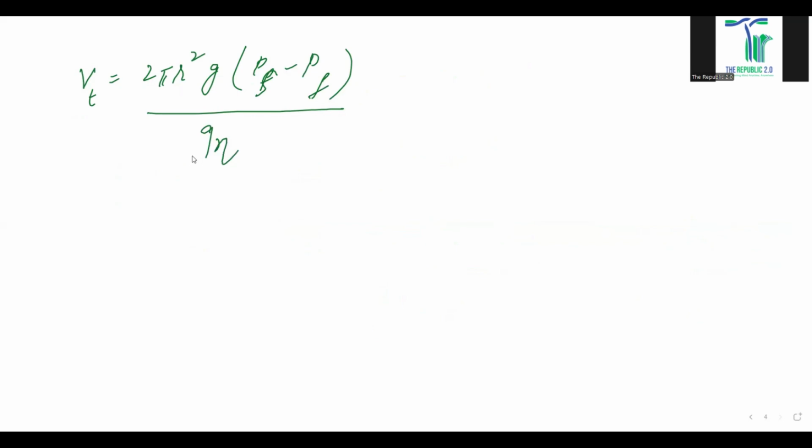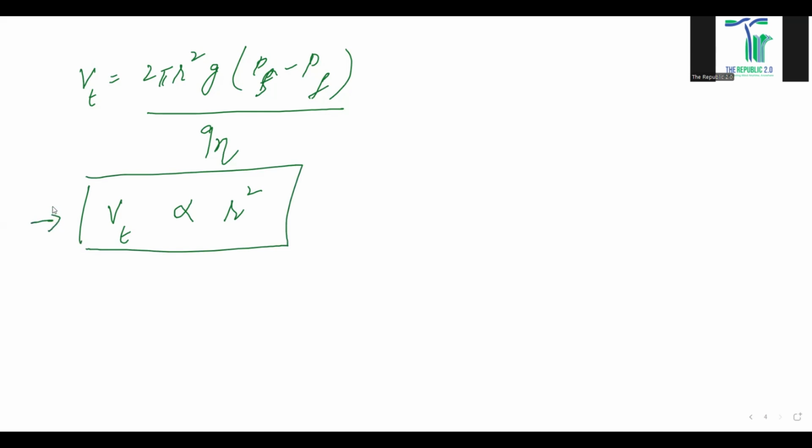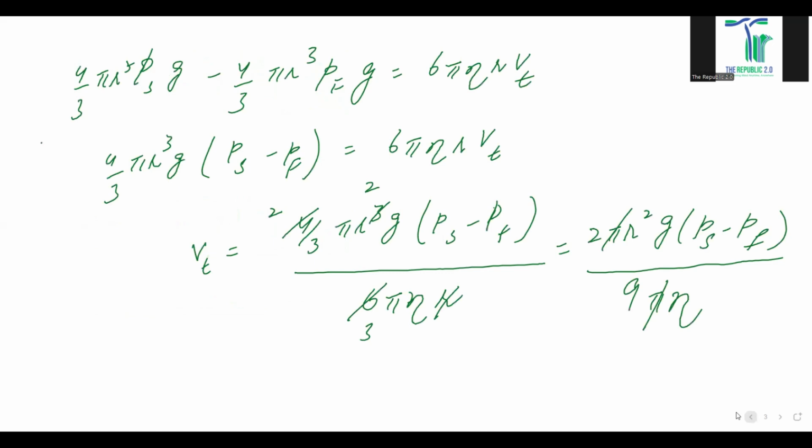So what does this expression tell us? That the terminal velocity is directly proportional to the square of the radius of an object. This is a very important principle that we can use in any theoretical question. Apart from that, the derivation of this also comes very often in the past papers. So that's it for today. We just talked about the terminal velocity. Thank you very much.